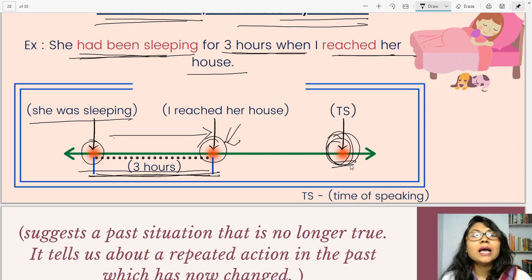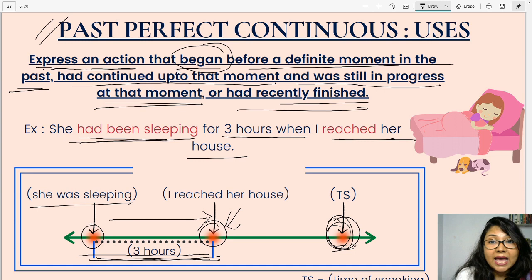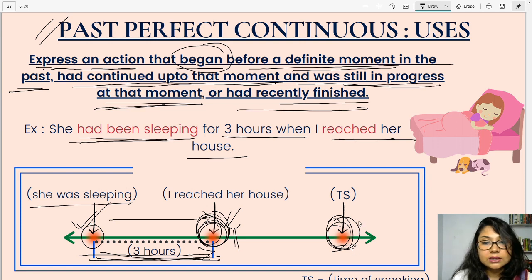Now you go back and you read what I said again. An action that began before a definite moment. It began over here in the past. Of course, it's in the past. Had continued up to that moment. It continued up to here. And then it was still in progress at that moment. It's still progressing over here till this moment. Or had recently finished. It finished over here. Alright. And this is my time of speaking.